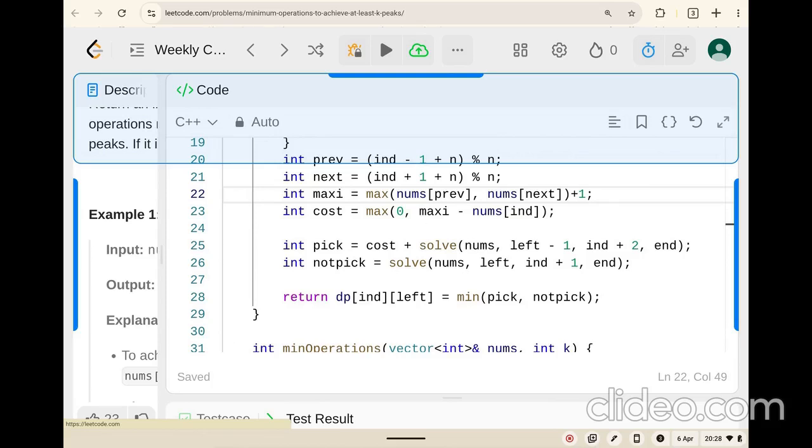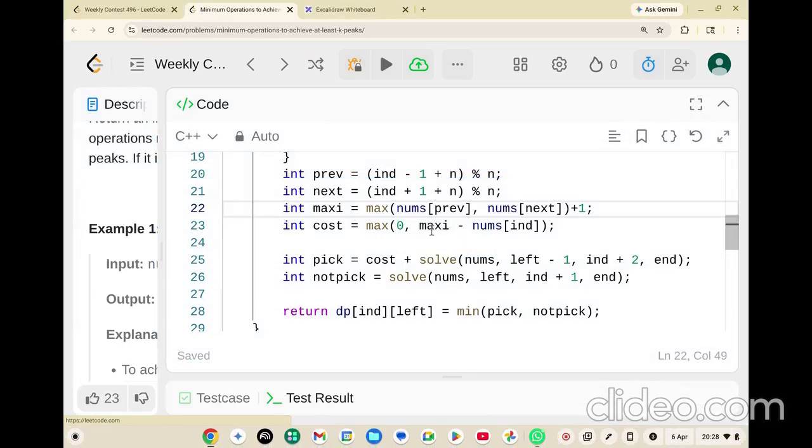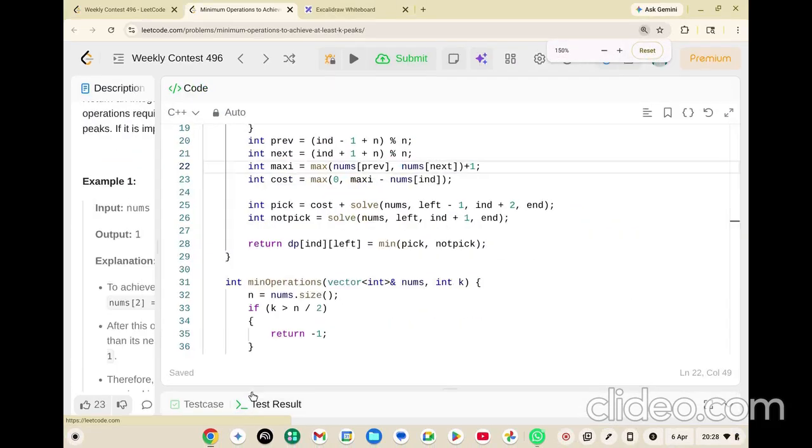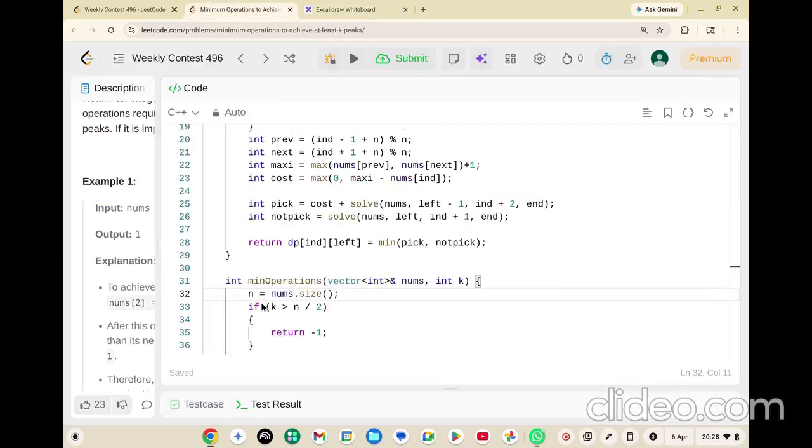Now let's look at the code. I have written the code as easily as it could be. So first, the thought is that if k is greater than n by 2, then simply you can't have that. I hope this is not a tough thought for you, that it won't be possible to make more than n by 2 peaks. Let's say you had 6 elements, then at max you can have 3 elements as your peak. You can't have 4 elements as your peak. So I'm explaining why I have written this as well.